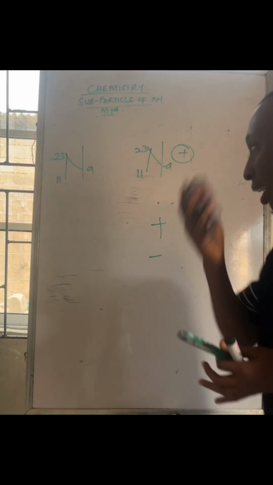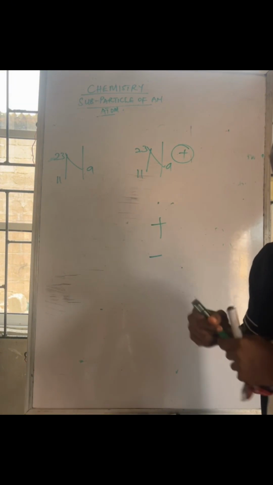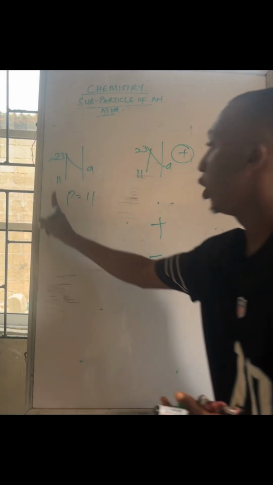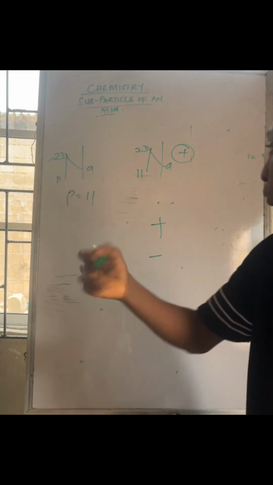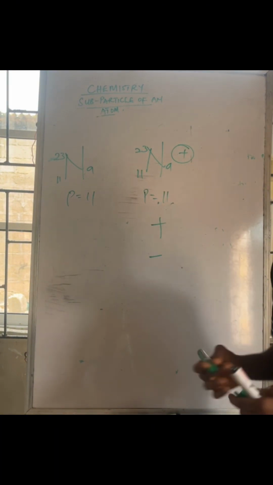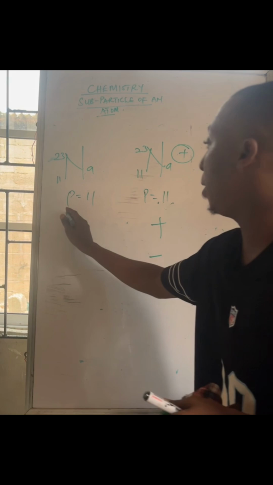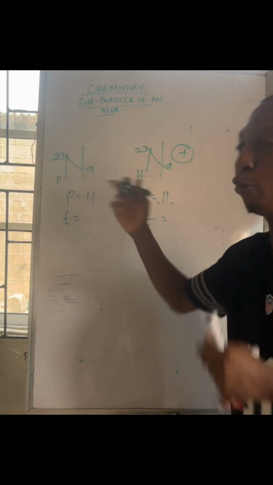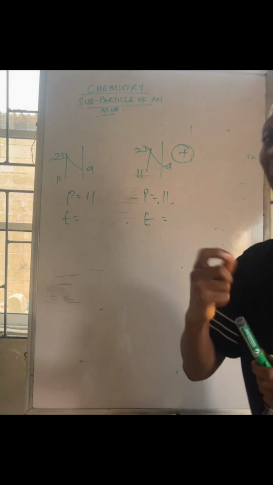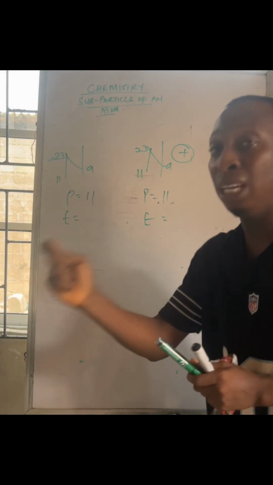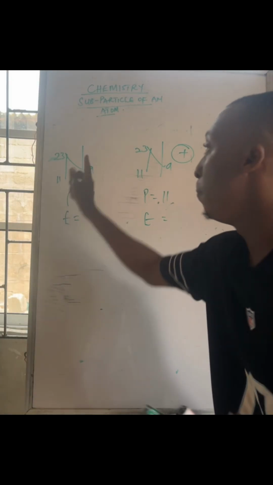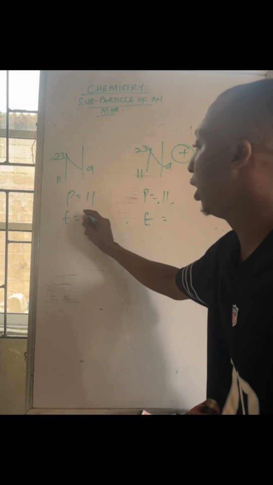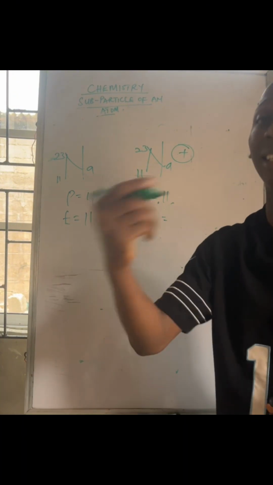Good. Now the idea is, from this sense now, I know there are 11 protons. I've explained that before. Atomic number is the number of protons. Here, likewise, there are 11 protons. Simple. Now, how many electrons are here? Don't forget, for an electrically neutral atom, this atom is electrically neutral because it is not an ion. Therefore, the number of electrons is 11.